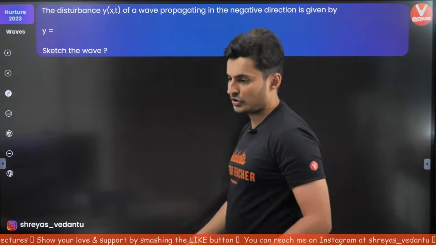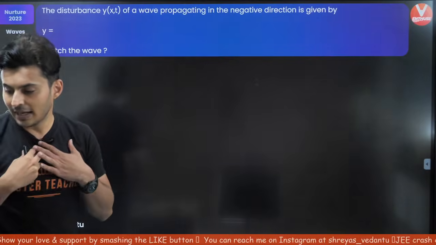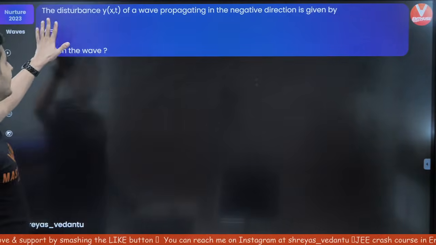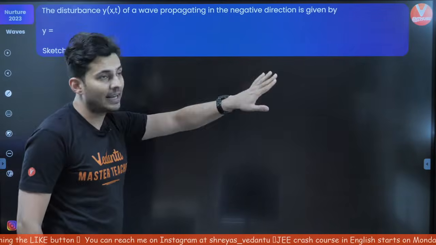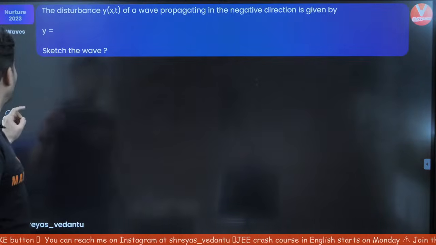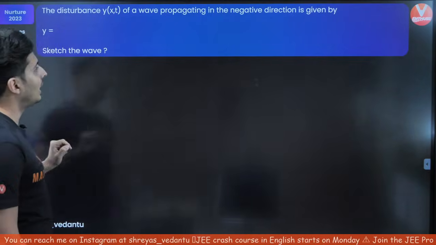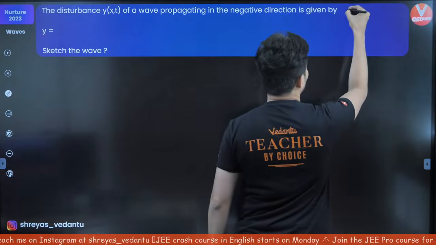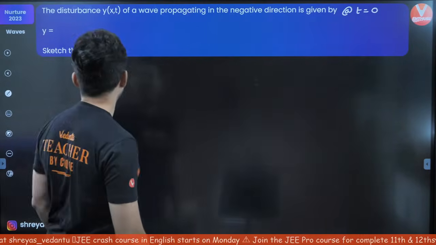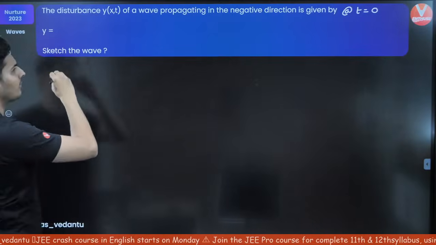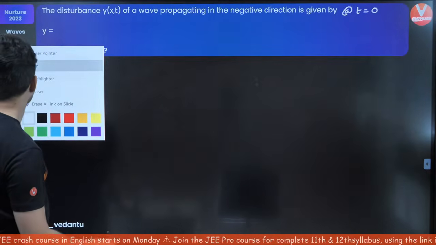Moving to the next question coming up on your screen. Thank you, Anand. All right. The disturbance of a wave propagating in the negative direction is given by, and this is at t is equal to 0. Or forget t is equal to 0, that is also not needed.